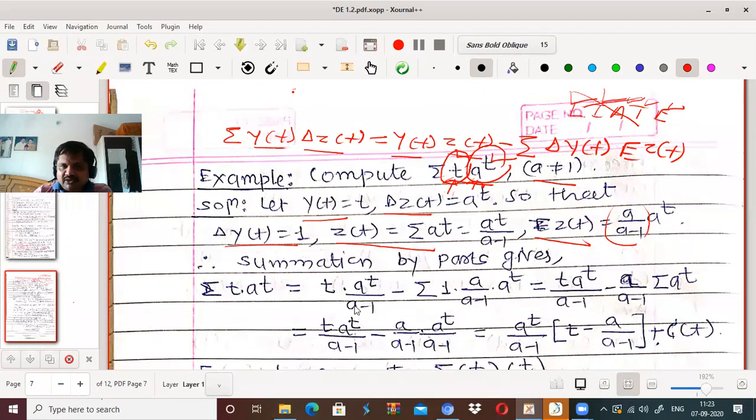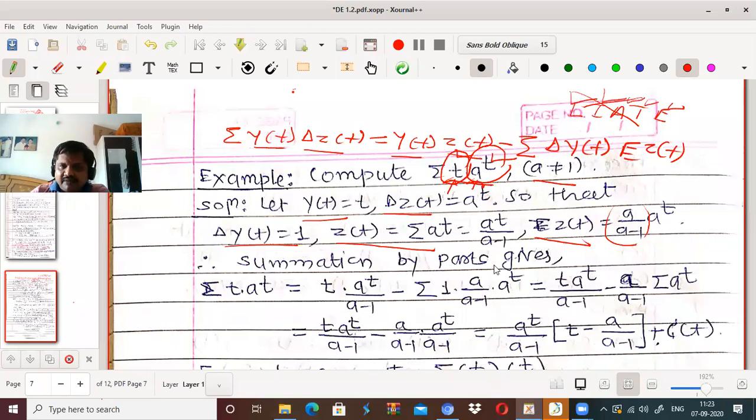So this is a to the power t upon a minus 1. Its shift becomes a to the power t plus 1 upon a minus 1, that is a upon a minus 1 into a to the power t. You got this? First function as it is, summation of second function, minus summation of delta of first function into shift of summation of second function. It is like that.